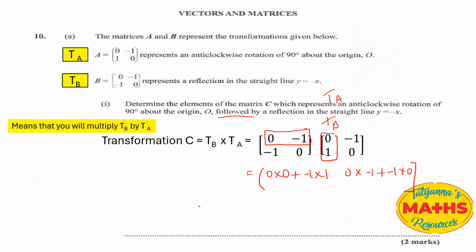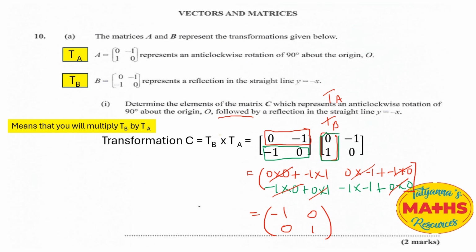Now we're going to come to the second row, first column. And that's going to give us -1 times 0 plus 0 times 1, -1 times -1 plus 0 times 0. So that equals 0, we're going to get a -1 here, this is 0, and that is 0. Going to get 0 here and a 0 here. And we're going to get a +1 and 0. So that's the matrix C.